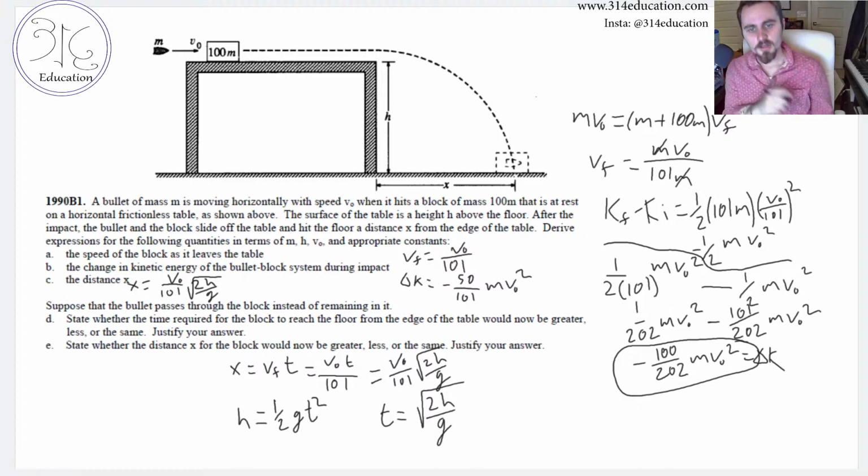Very nice. Now we're looking at the case where we suppose the bullet passes through the block instead of remaining in it. State whether the time required for the block to reach the floor from the edge of the table would now be greater, less, or the same. The time to reach the floor is actually not going to change. If we look at our equation down here, we see the time only depends on the height, which we're assuming isn't changing, and acceleration due to gravity, which we're also assuming isn't changing.